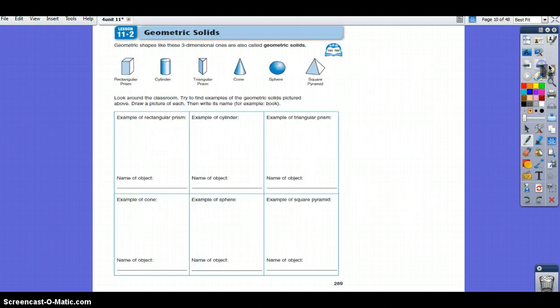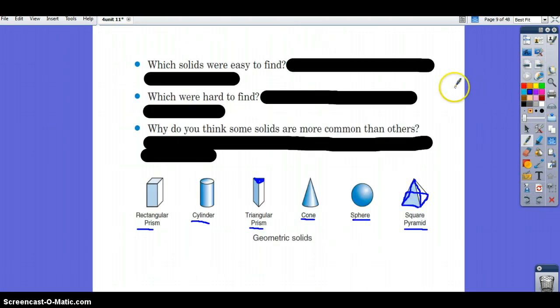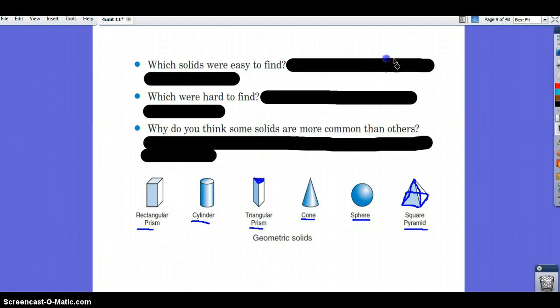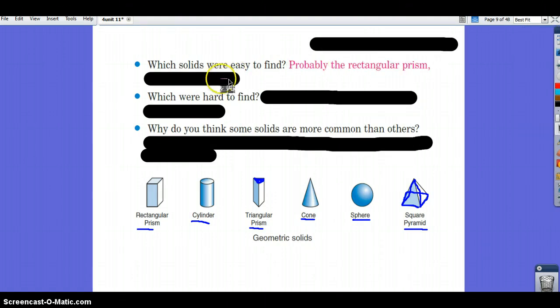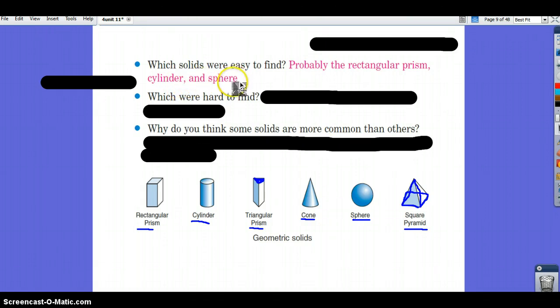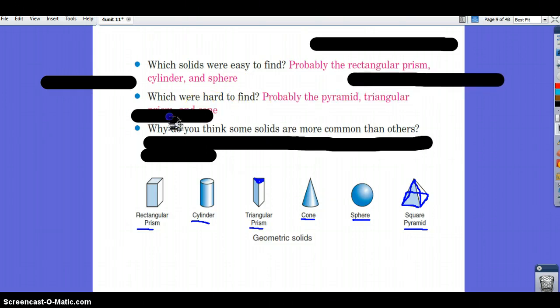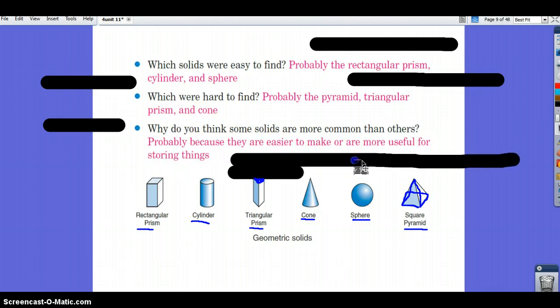So, look around our classroom. Which solids are pretty easy to find? You probably noticed the rectangular prism. That looks like a tissue box. A cylinder kind of looks like your Pringles cans, a soup can, a pop can, and spheres are globes. Which were harder to find? You're right, probably the pyramid or the triangular prism and the cone. And why do you think some solids are more common than others? Probably because they're easier to make or more useful for storing things.